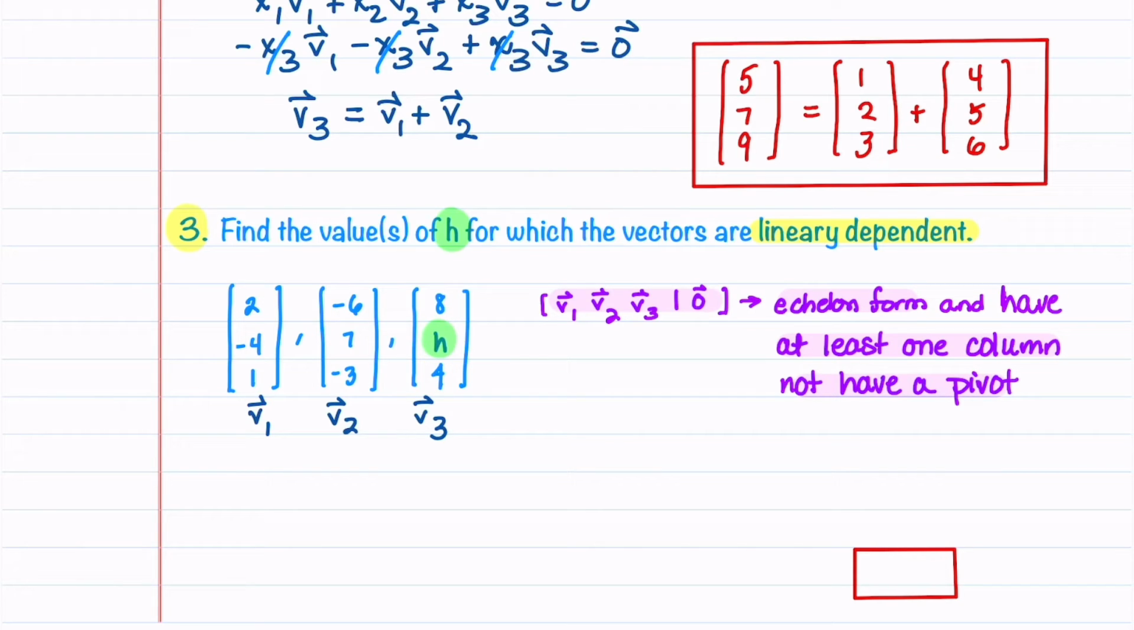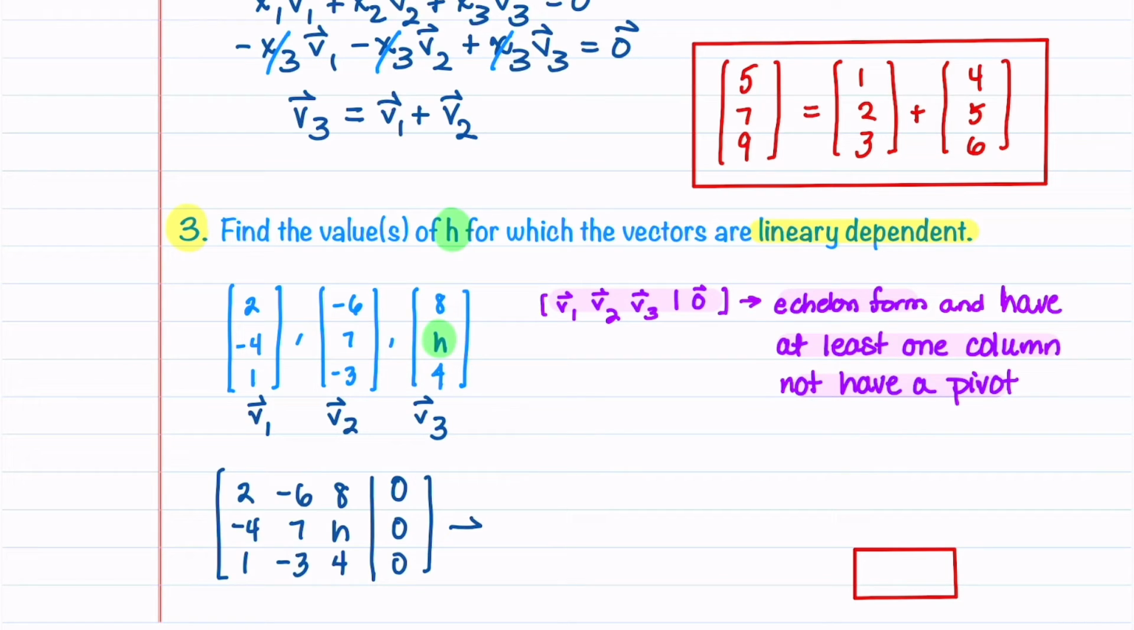Let's construct our augmented matrix. And we'll put this matrix in echelon form. Skipping the steps, this is what we get.